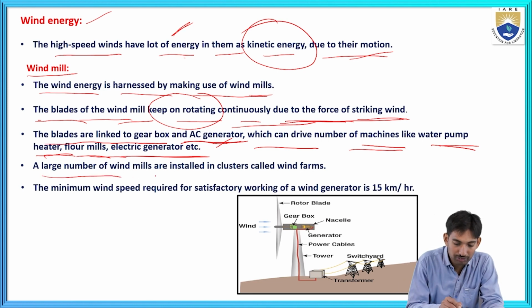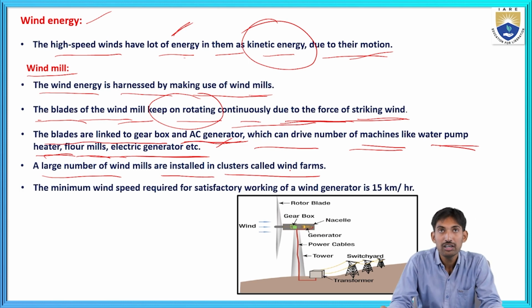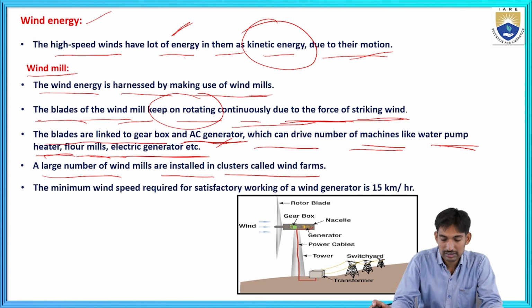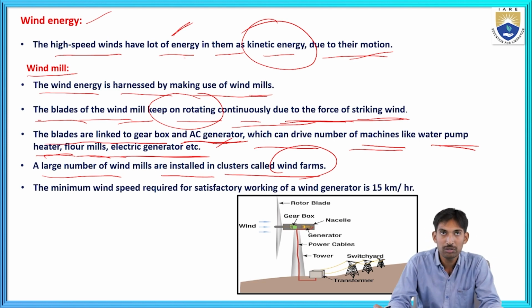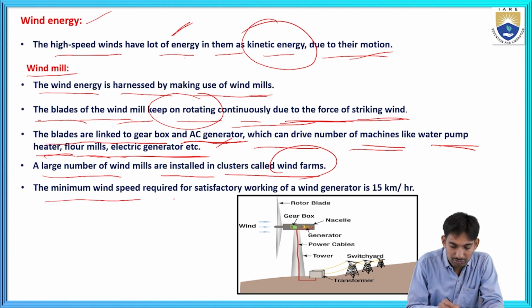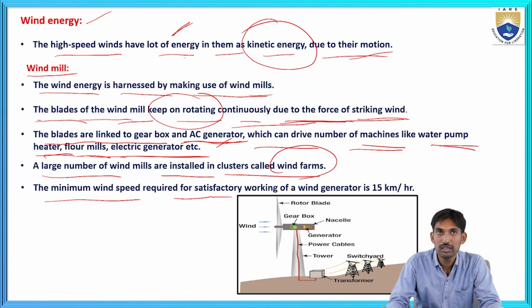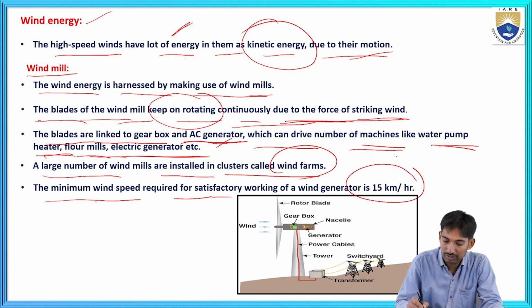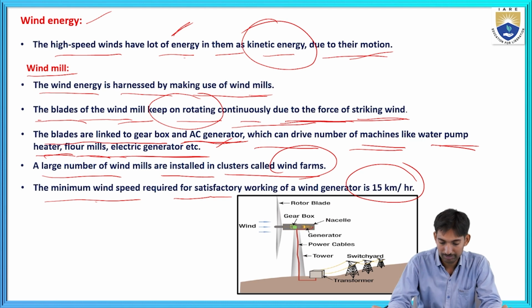A large number of windmills are installed in clusters called wind farms. What is a wind farm? A large number of windmills installed in a cluster is called a wind farm. The minimum wind speed required for the satisfactory working of a wind generator is 15 km per hour. This much wind speed we require to generate wind energy.